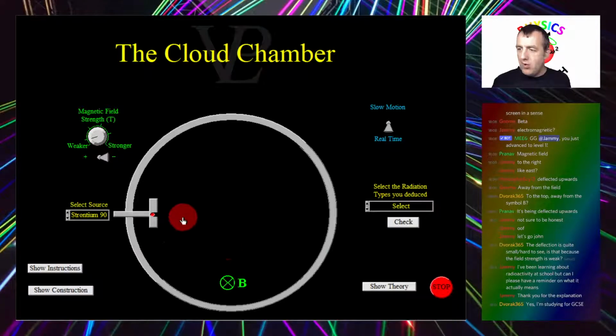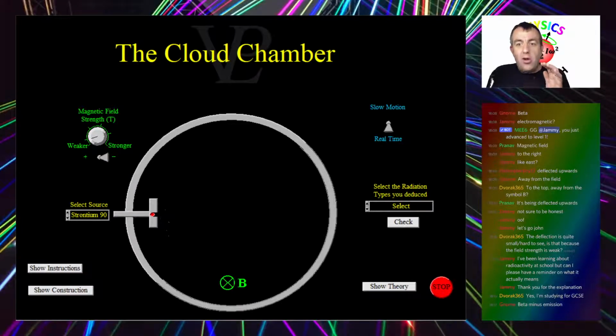Now, it might be difficult to see, especially if you don't have the brightness of your screen up high, but can you see there's a wispy little spiral path appearing from this strontium source? Hopefully you can see that. If you placed a real source, not a simulated source, you wouldn't see one particle at a time. What you would see is, depending on how active the source was, how old the source was, lots and lots and lots of particles.